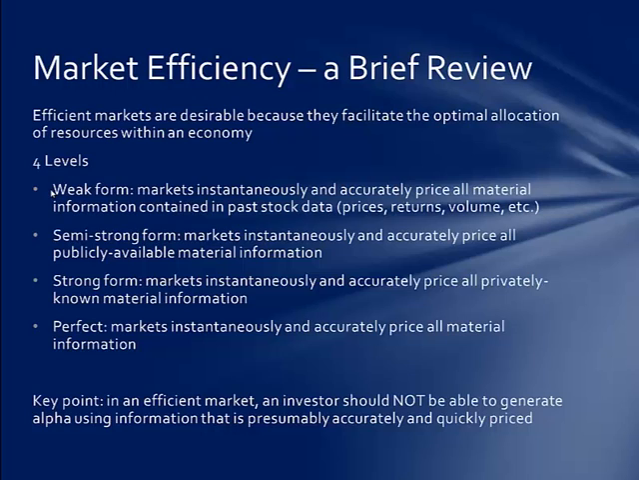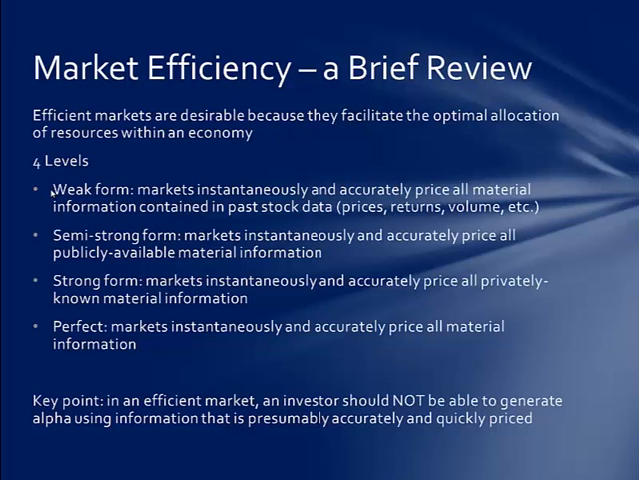The next level is semi-strong form efficiency. A market that is semi-strong form efficient will nearly instantaneously and largely accurately price all publicly available material information. So a market that is semi-strong form efficient will be very good at pricing in and capturing any new information that is released to the public. Largely we're talking about news stories or earnings announcements, any new information that gets made publicly available.